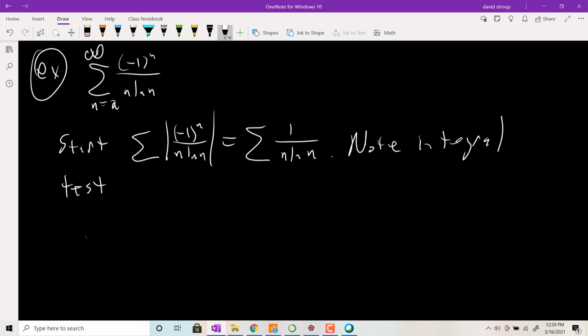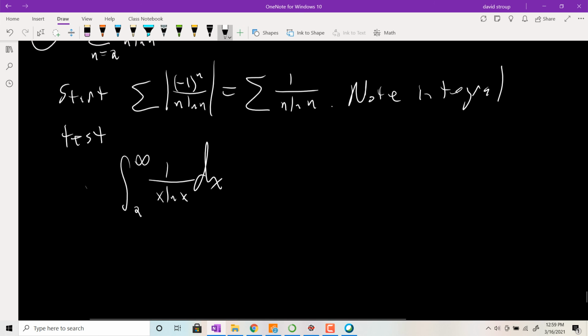But let's go ahead and dive into the integral test. So it's the integral from 2 to infinity of 1 over x ln x dx. We're going to need to do a u sub on this character. So u for ln x, and then du will be, ooh, that's not going to work, will it? Do I have to do by parts? Well, it'll work. So du will be 1 over x dx, and then dx will be x du.